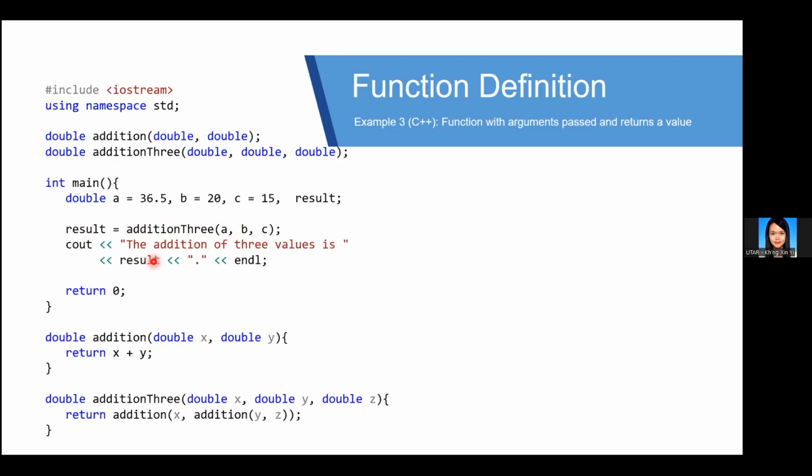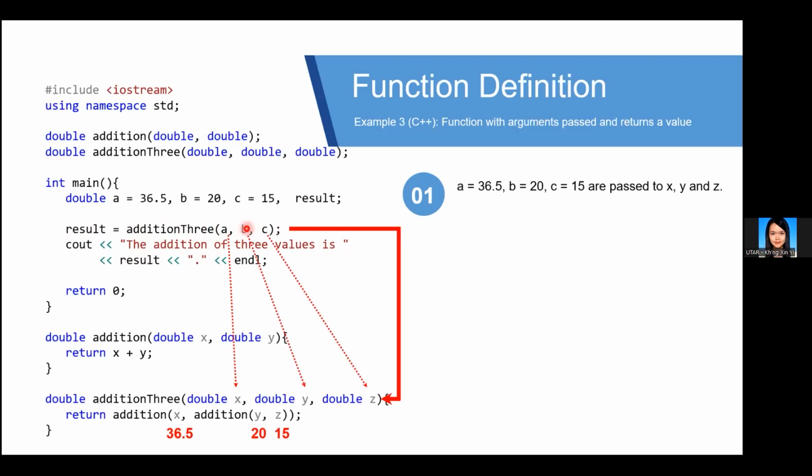Okay. And then after that, we just try to understand the flow first. So the first thing is when the function is being called, it will pass the control from the main function to the addition 3 function. At the same time, it will pass down the parameters. 36.5, which is A here, will be passed down to the X. B is equal to 20, 20 will be passed down to the Y, and then C is equal to 15, 15 will pass down to the argument in the third position, the Z here. Okay, so right now we have X is equal to 36.5, Y is 20, Z is 15.